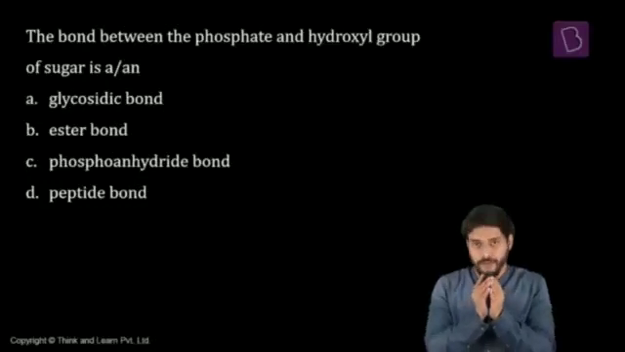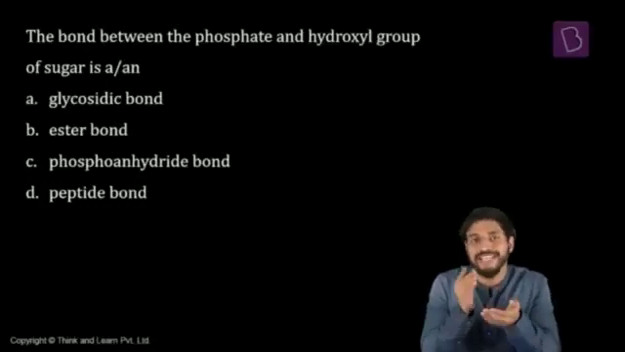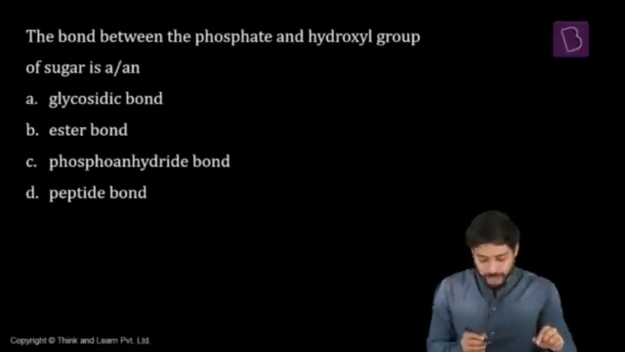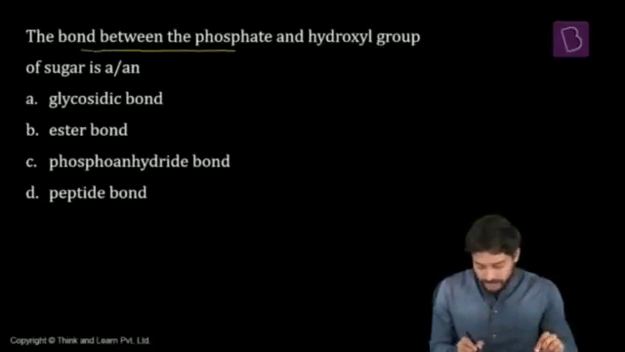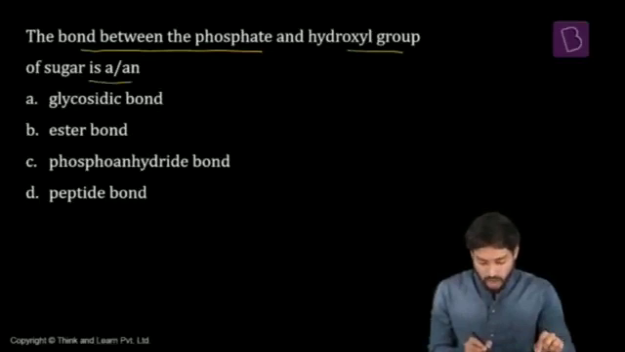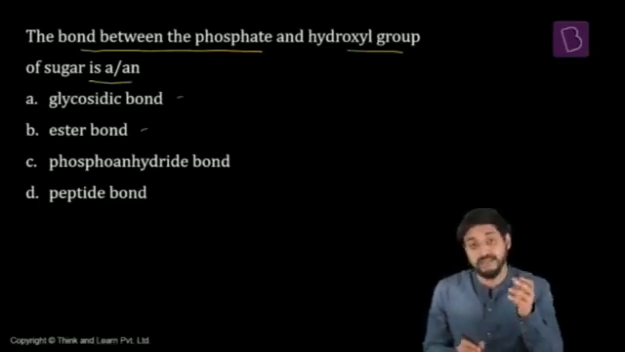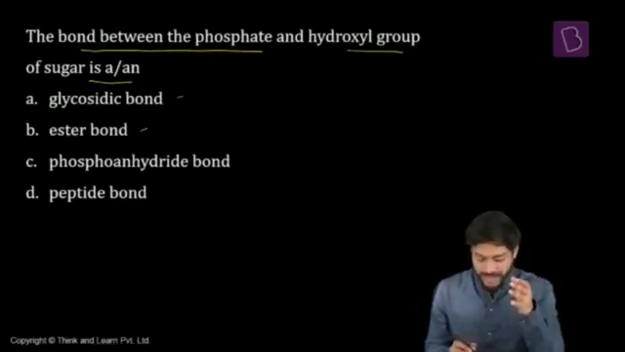I have a question here for you, and this question is interesting, it's important, and this is conceptual. See the question here. The bond between the phosphate and the hydroxyl group of sugar is a or an what? Do you think it should be glycosidic bond, or ester bond, or phosphoanhydride bond, or peptide bond?